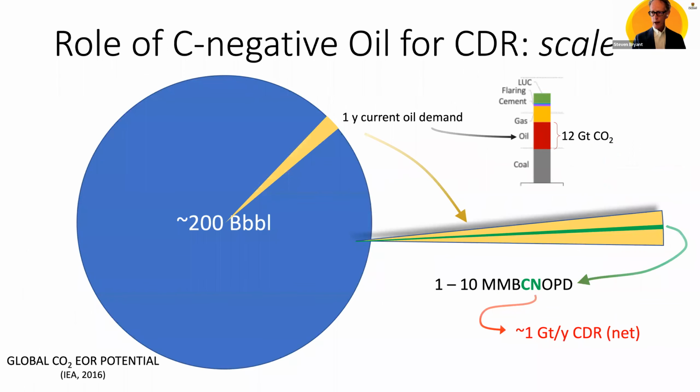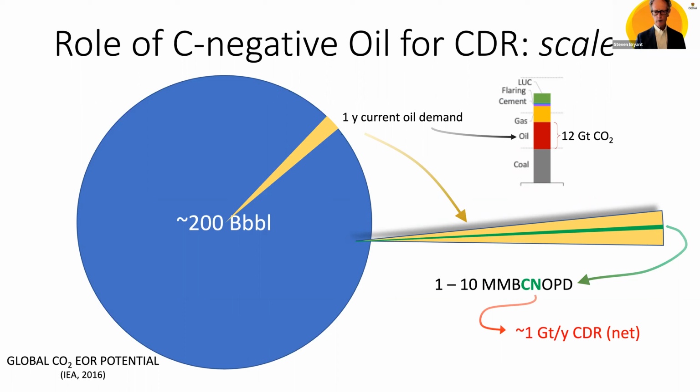So given that, how does this fit into the bigger picture for meeting the need for CDR? So several key points here. One is scale. Let's first look and see if this is going to be relevant at scale. So this big blue circle is the estimated potential for oil production by CO2 EOR. This came out of the IEA a few years ago. It's in the neighborhood of 200 billion barrels.